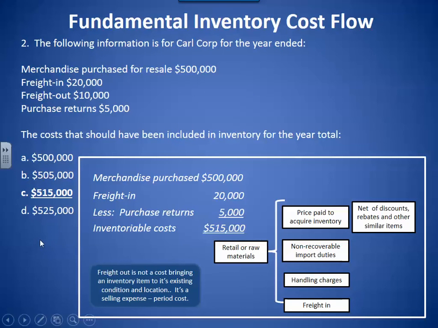The answer to 2 is C, $515,000. Again, if we follow the costing of our retail merchandise, the merchandise purchased is $500,000. Freight in, which is an item that we add to inventory, is $20,000. Less purchase returns, in other words, items that we've returned, that would be $5,000. So our total inventoriable cost would be $515,000.